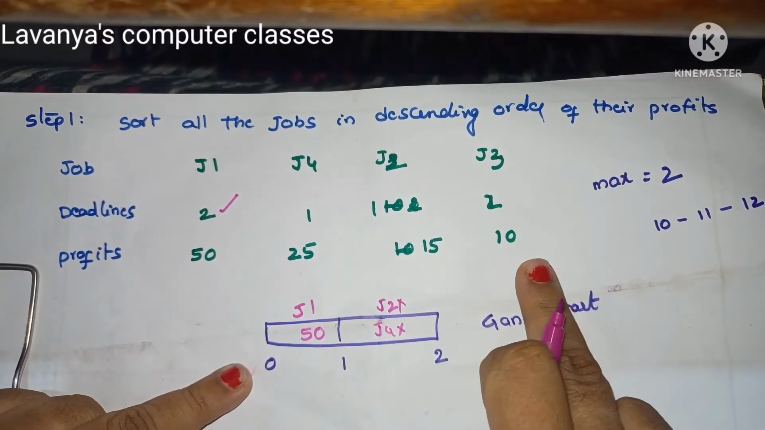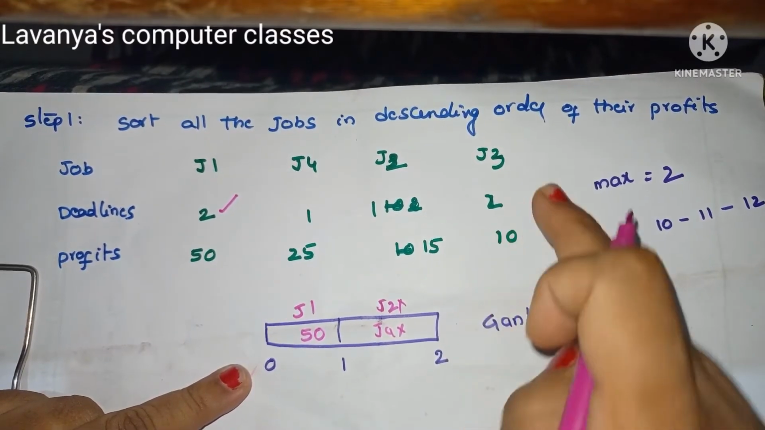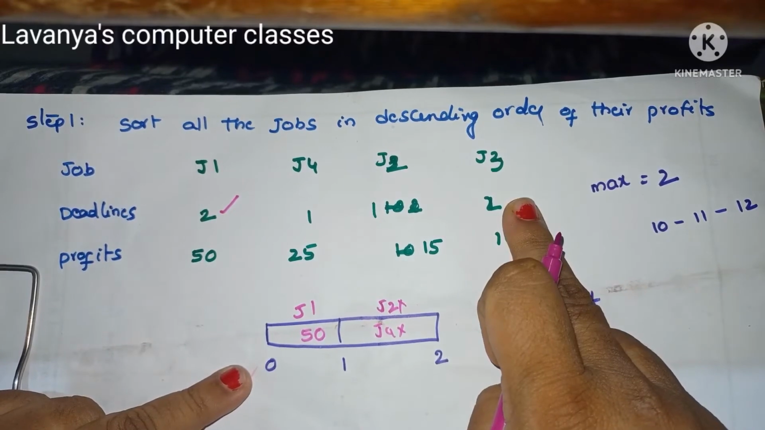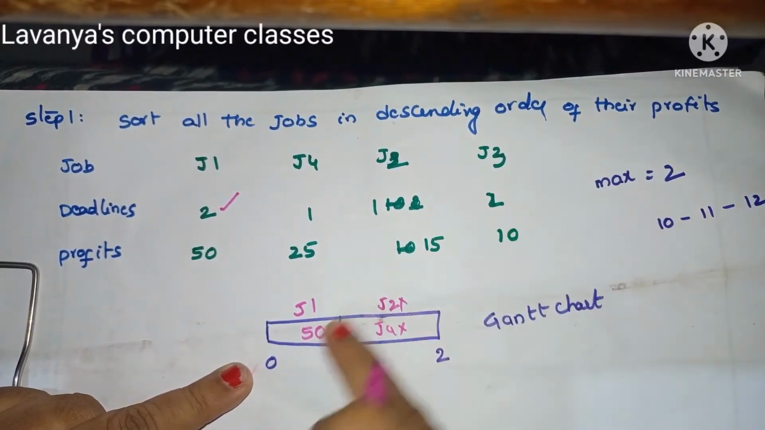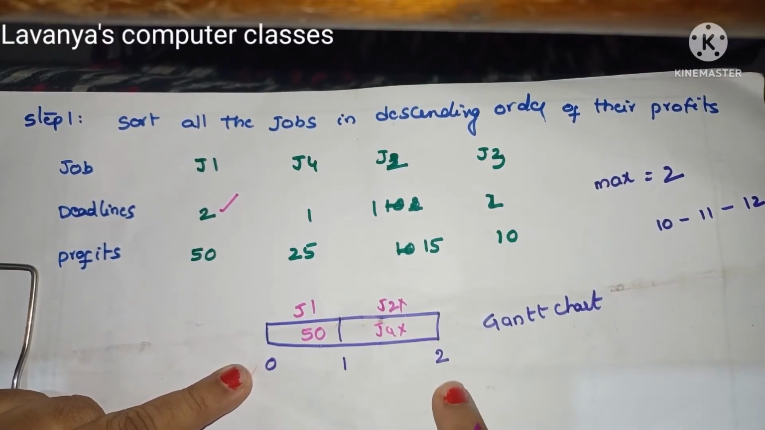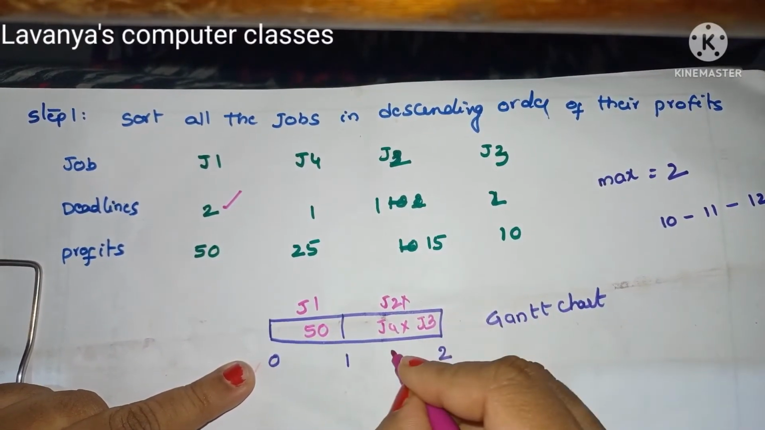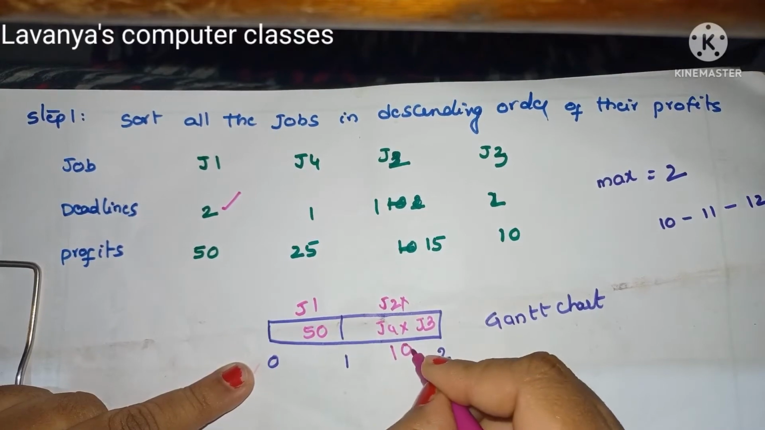So what is the next highest profit? 10. That is J3. What is the deadline? The deadline is 2. Deadline 2 means either it is kept in the first 1 hour or the second 1 hour is also possible. So J3 is kept here. The profit of this one is 10.